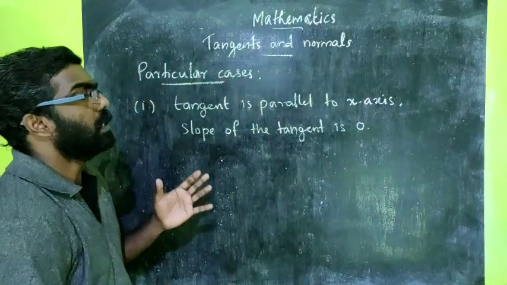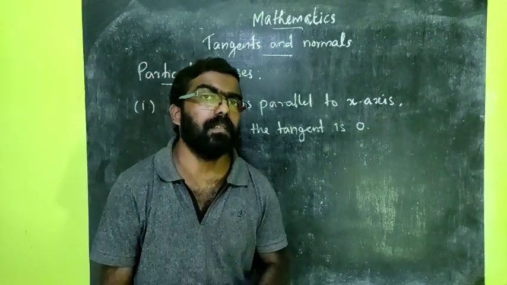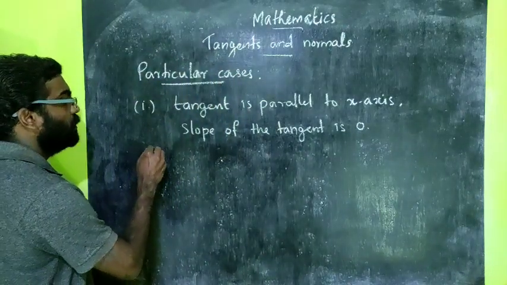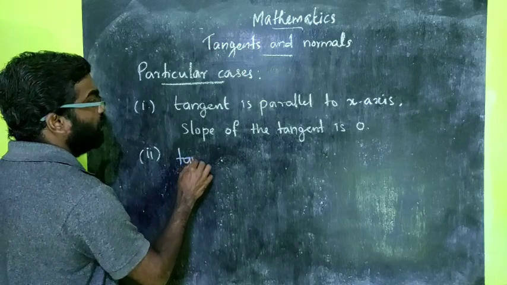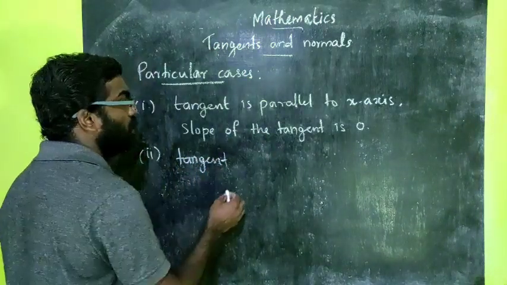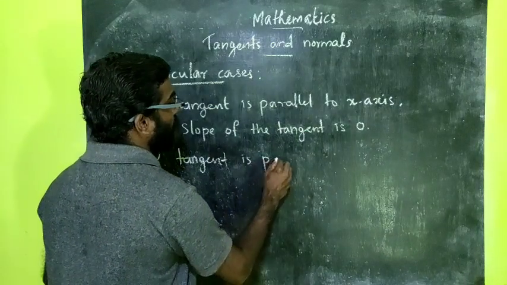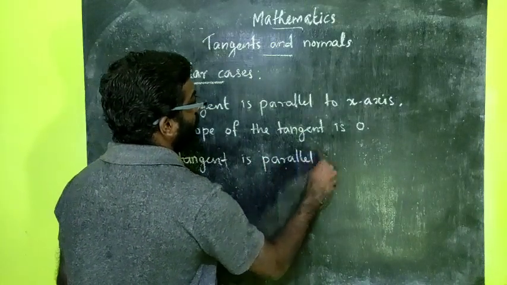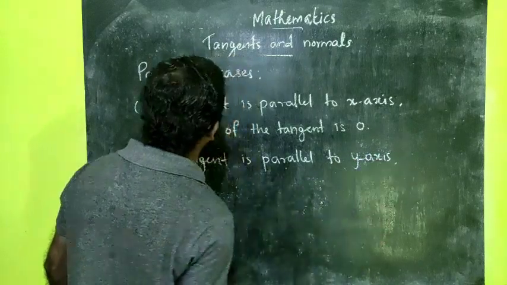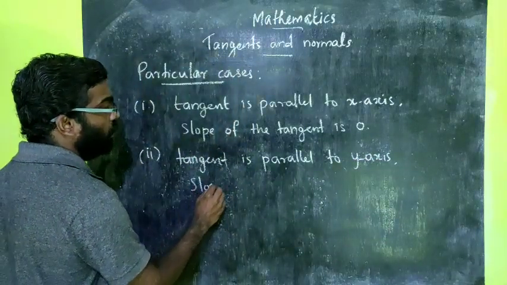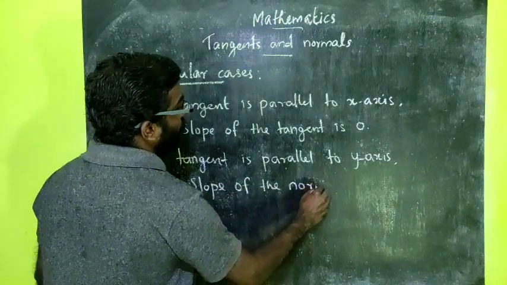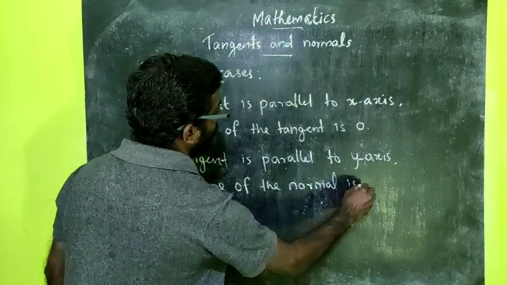Okay. If the tangent is parallel to the x-axis, then the slope of the tangent is 0. And the second point: if the tangent is parallel to the y-axis, or perpendicular to the x-axis, then the slope of the normal is 0.